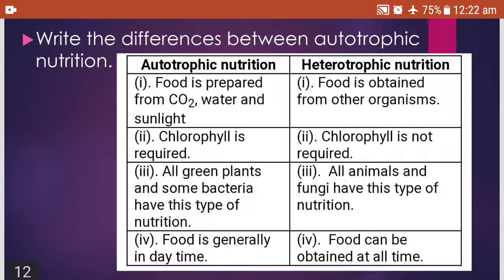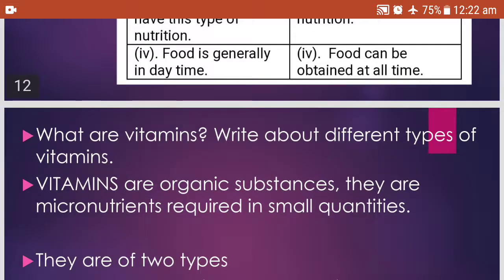All green plants and some bacteria have the autotrophic type of nutrition. All animals and fungi have the heterotrophic type of nutrition. Food is generally prepared in daytime in autotrophic, and food can be obtained at all times in heterotrophic.